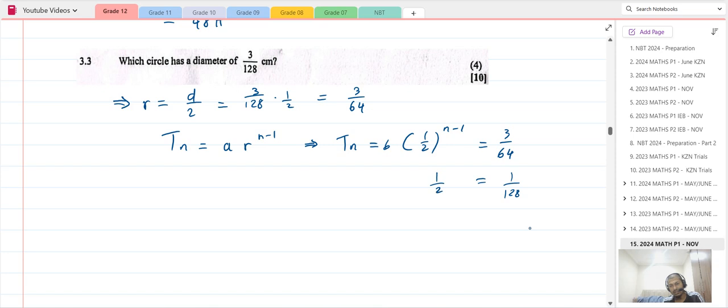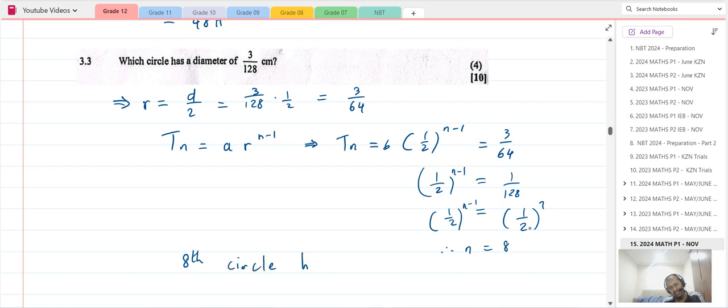So half to the power n minus 1 equals 1 over 128. But we know that 1 over 128 is half to the power 7. Therefore n is equal to 8. So the 8th circle has a diameter of 3 over 128.